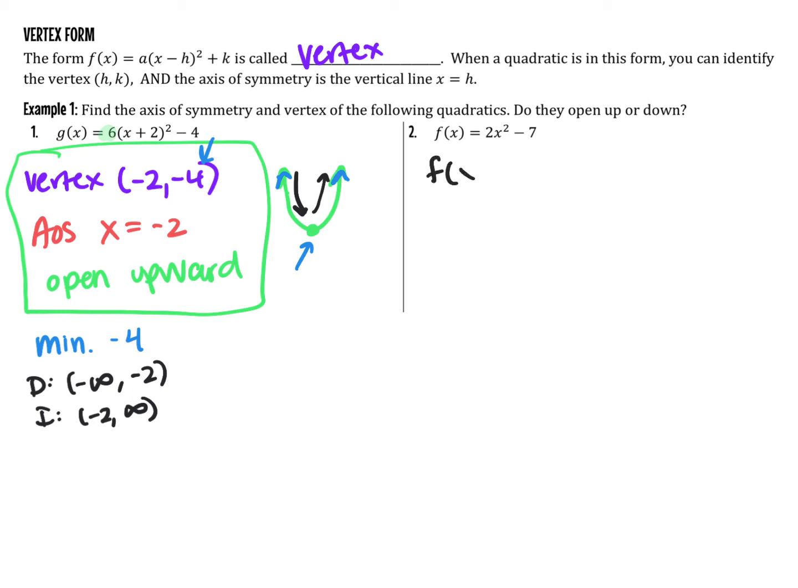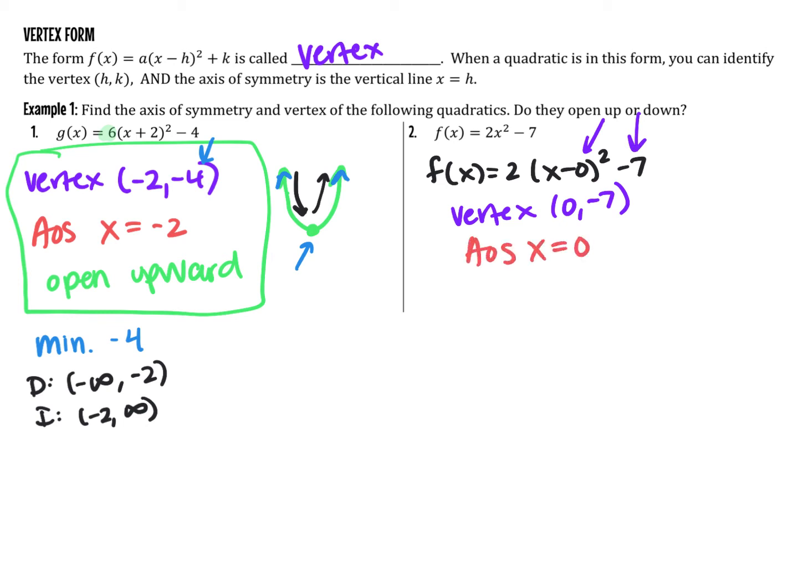Number 2, I'm going to just slightly rewrite, because right now it doesn't really look like it's in vertex form, but if I just write it like this, I think you can see that it is. So if there's no parentheses, that just means that there is no horizontal translation happening, which means the x value of the vertex is 0. So the vertex here is going to be (0, -7), 0 coming from here, -7 coming from here, which means the axis of symmetry is x equals 0 because that's the x value of the vertex.